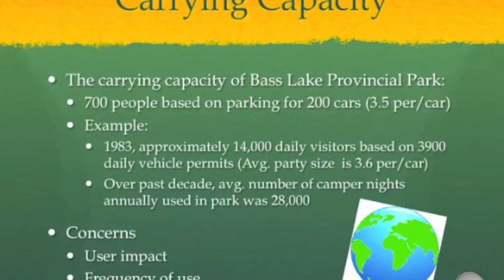As Plummer states, carrying capacity is the protection of the resource base from overuse, with simultaneously the assurance of enjoyment and satisfaction for participants. Through the research I conducted and the Bass Lake Provincial Park Management Plan, I came to better understand the carrying capacity of the park. Bass Lake Provincial Park can handle up to 700 people a day, based on parking for 200 cars and a parking size of 3.5 per car. An example from 1983 is shown in the slide to better understand the park's capacity.